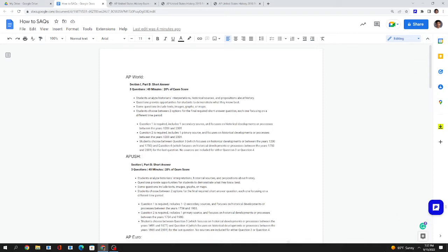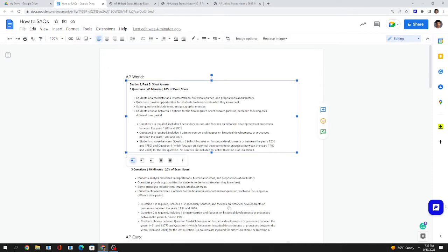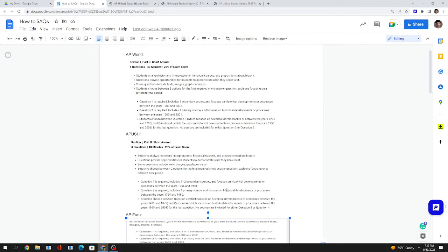Now, I'm going to be going through each AP history test version of the SAQs because they all have different historical timelines. For AP World, it is between the years 1200 and 2001 for the first two SAQs. And for the third SAQ that you pick, you either have an SAQ that comes from the year 1200 to 1750 or from 1750 to 2001. So that's kind of what you should expect.